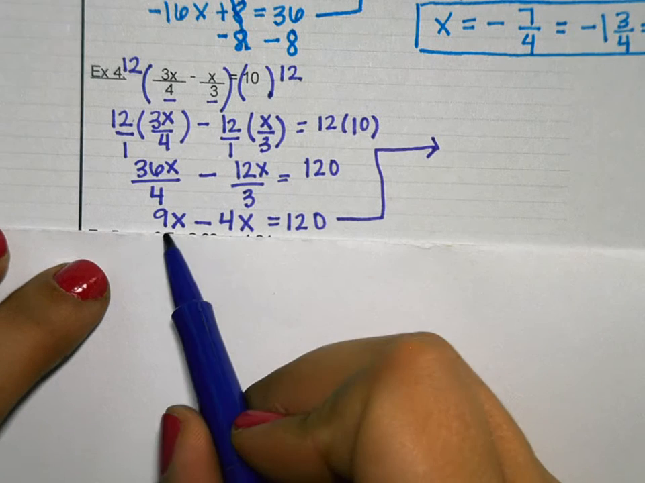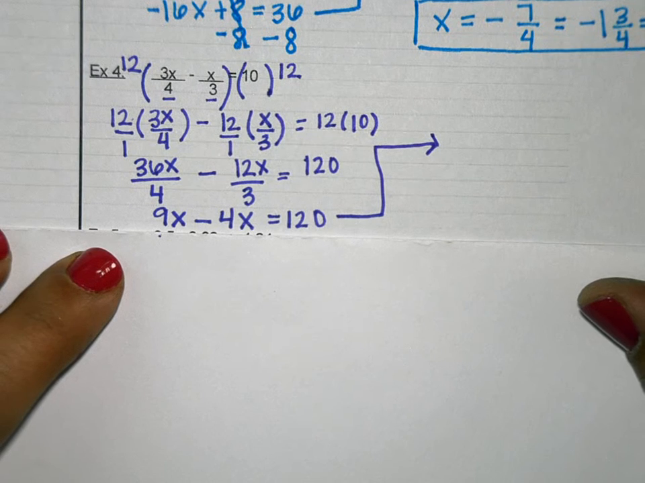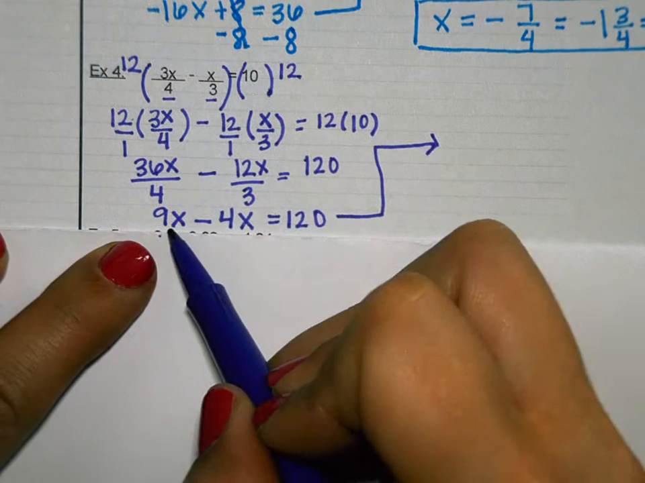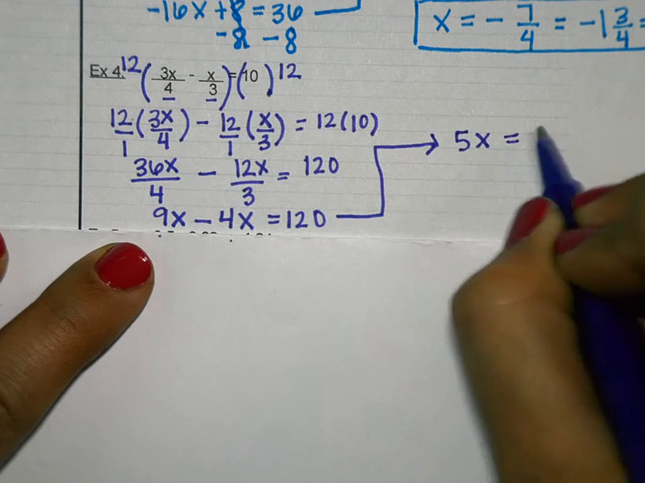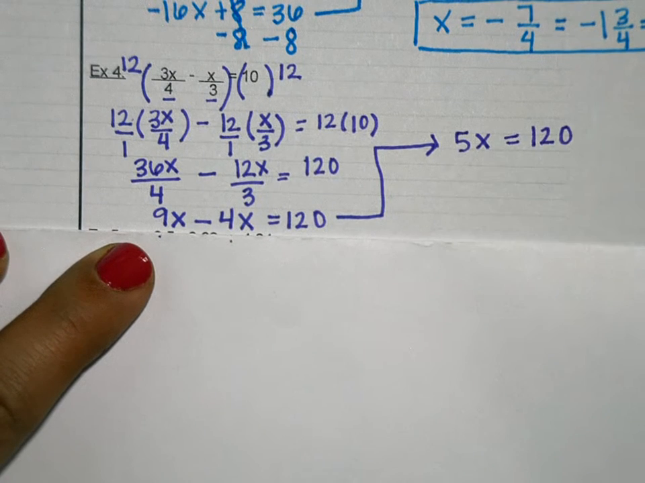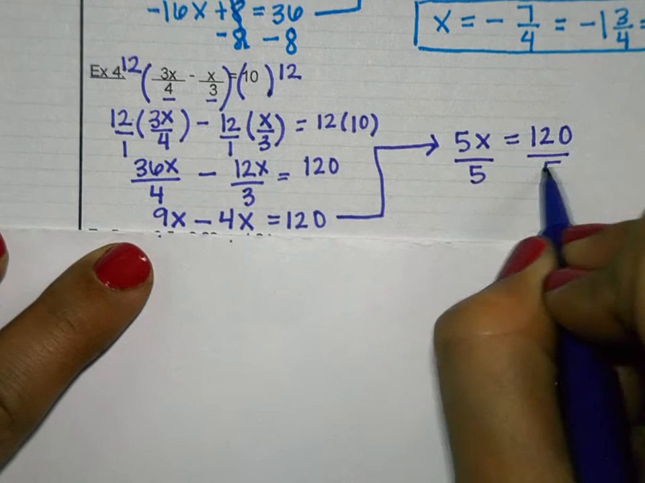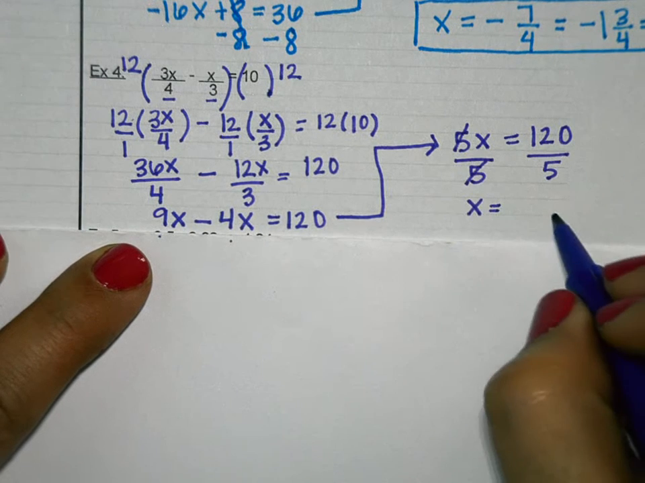Let's combine like terms. So we just did step 1, which is to clear decimals and fractions. So now we can combine like terms. 9x minus 4x gives me 5x equals 120. And then the last step is to divide both sides by 5. So I get x equals 24.